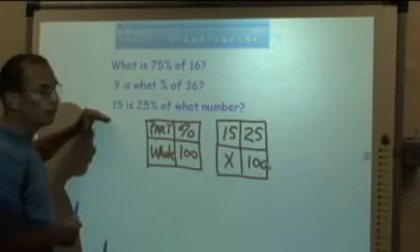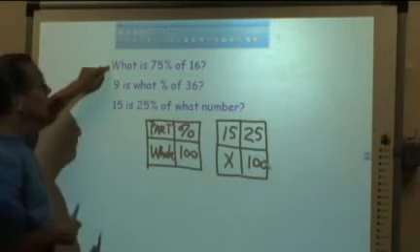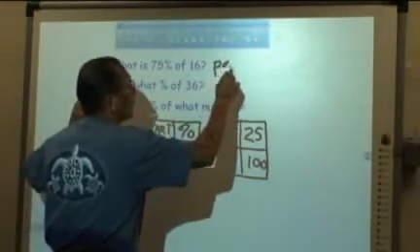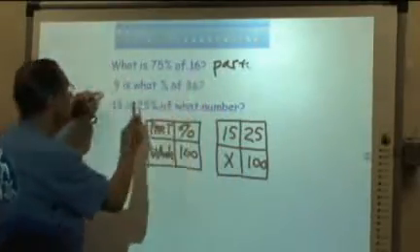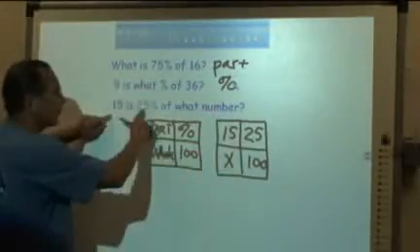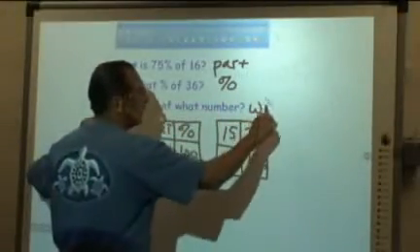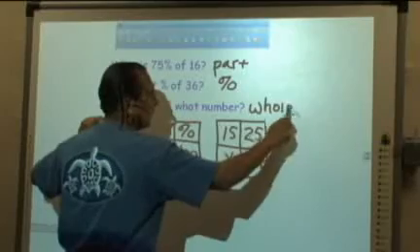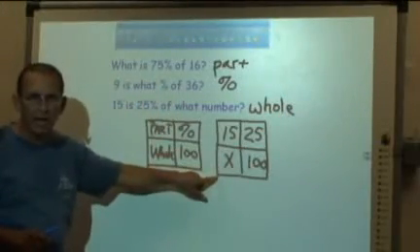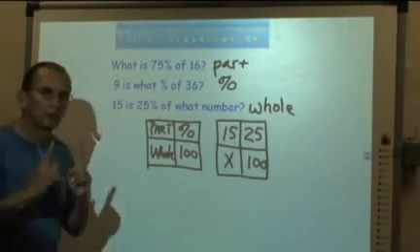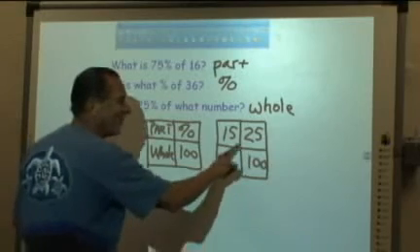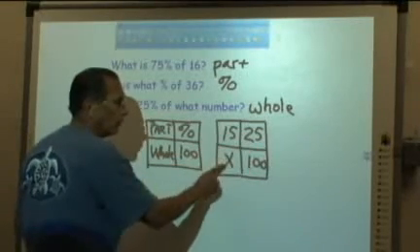Each of these problems is different in that the first one is looking for the part. On the second one, we're looking for the percent, and on the third one, we're looking for the whole. And all that does is affect where we put the numbers and where we put the x. But the rule is still the same. We always multiply the two numbers across from each other and divide by the number across from the unknown, and that will give us the answer.